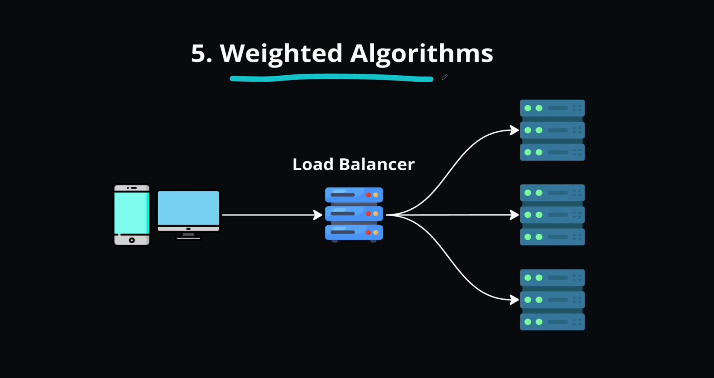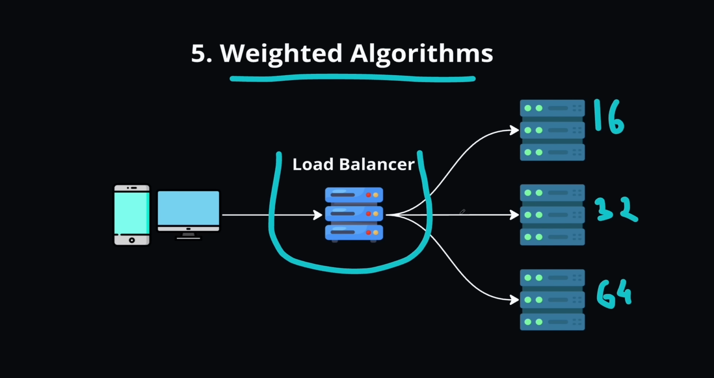Then there are also weighted algorithms. These are variants of the above methods that can also be weighted. For example, you can have a weighted round robin or weighted least connections. In this case, servers are assigned weights, typically based on their capacity and performance metrics. For example, if the first server has 16 gigs of RAM, the second one has 32, and the third one has 64. Based on the server RAM and other metrics, they are assigned weights. And the load balancer takes that into account when redirecting the traffic.